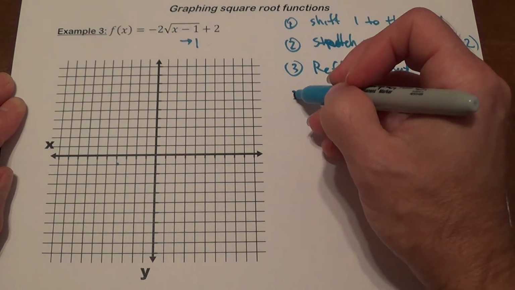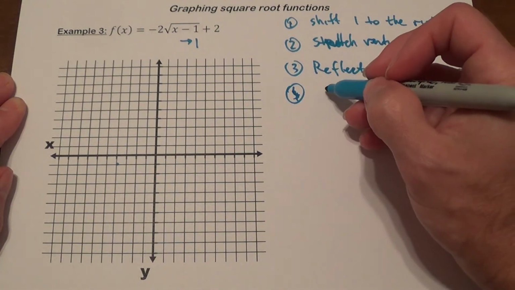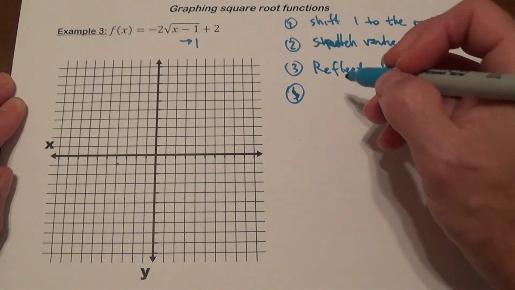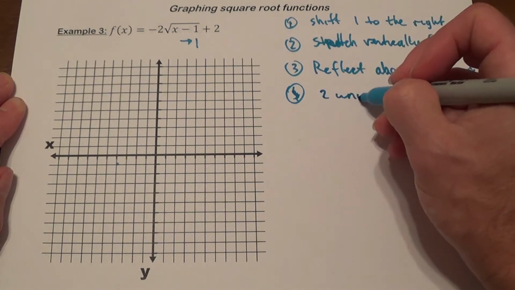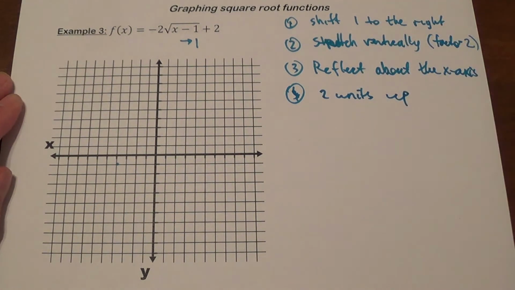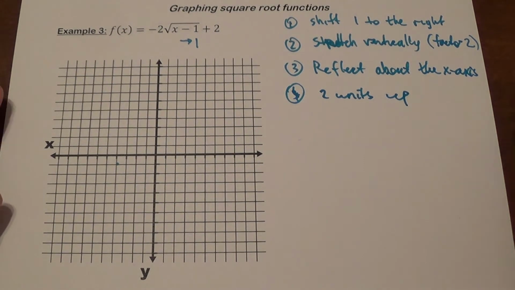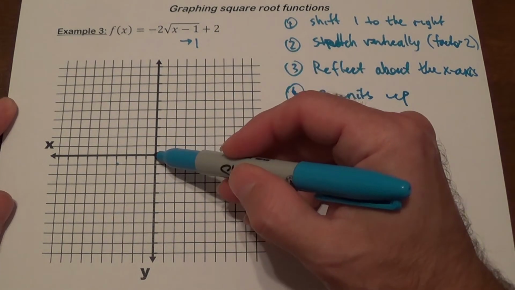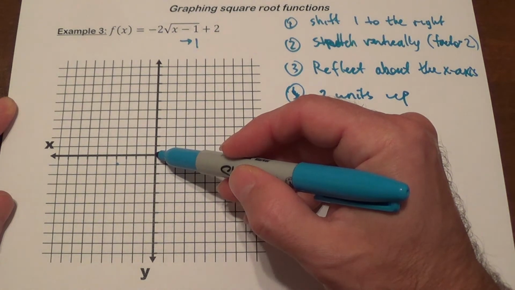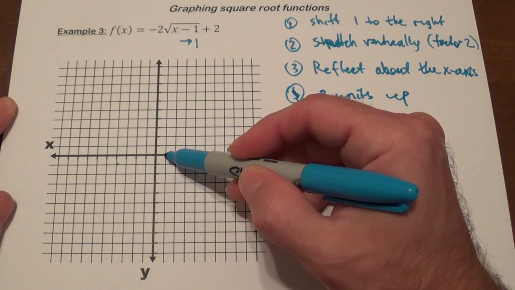And finally, the fourth transformation is going to move 2 units up. We're going to try to do all that at once as best as we can. So we're going to take point 0, 0. We're going to move it 1 unit to the right, it's here. We're going to stretch it vertically, it's still 0, so you can't really stretch it, it's still there. We're going to flip it over the x-axis, it's still going to stay there, and then we're going to move 2 units up.